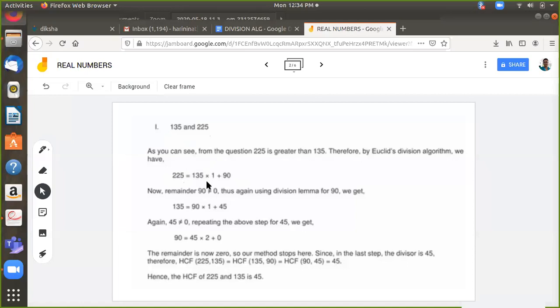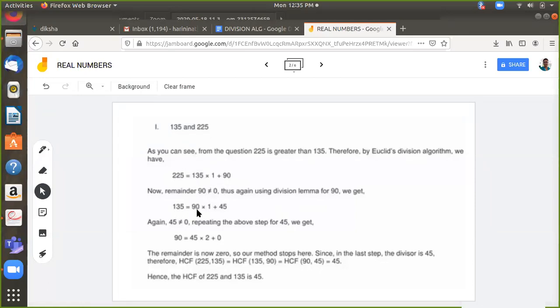Okay. So should I stop the division here? No, I have to go on till I get a remainder 0. Now remainder of 90 is not equal to 0. Thus again using the division lemma for 90. Now which is your new dividend? Your previous divisor will become the new dividend. That is 135. And your previous remainder becomes the new divisor.